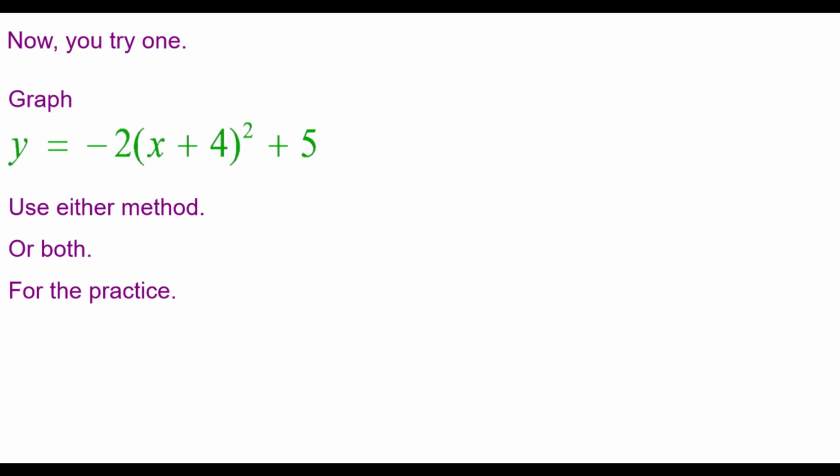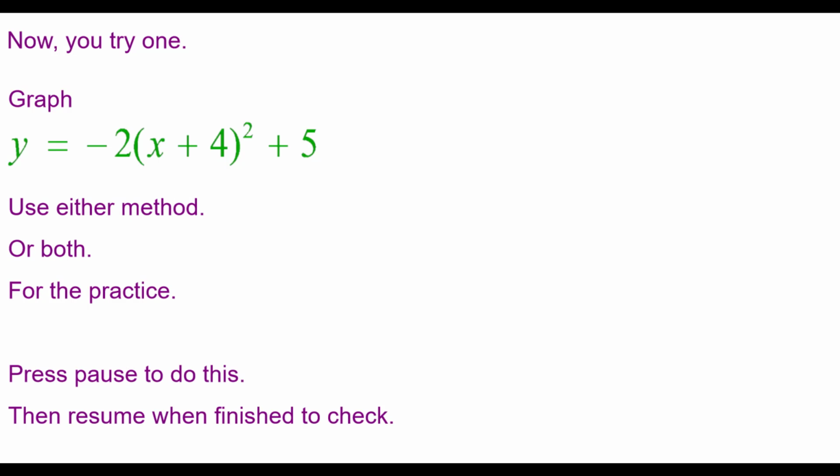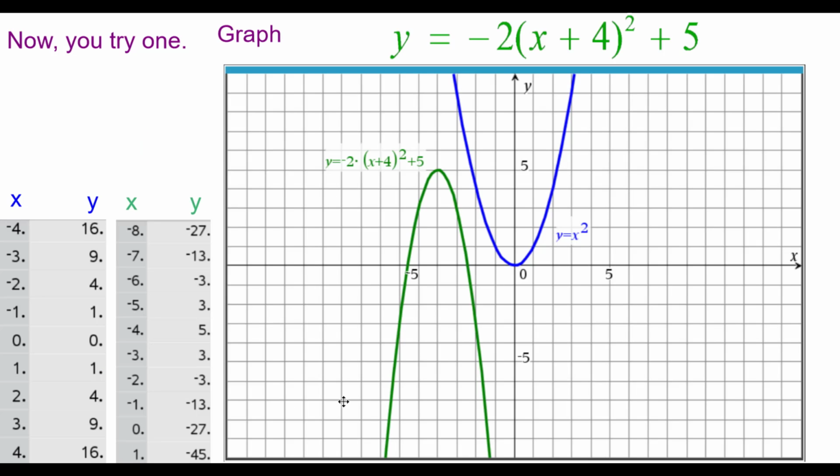Now you try one. Graph y equals -2 times the quantity of x plus 4 squared plus 5. Use either method or both for the practice. Press pause to do this and then resume when you're finished to check your answer. And here's your answer in green. We have both the parent function and the new function table, so you can check your answers more carefully.